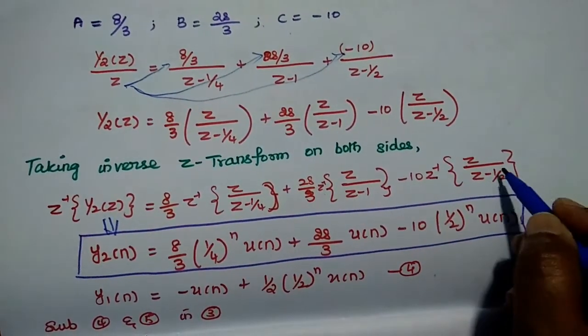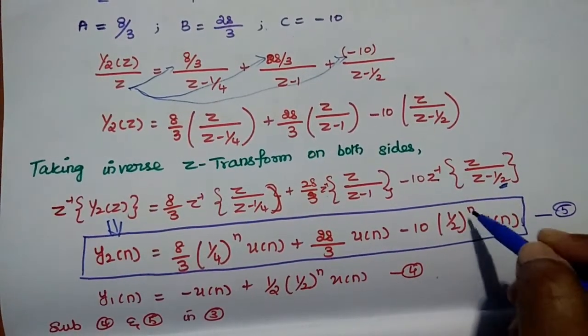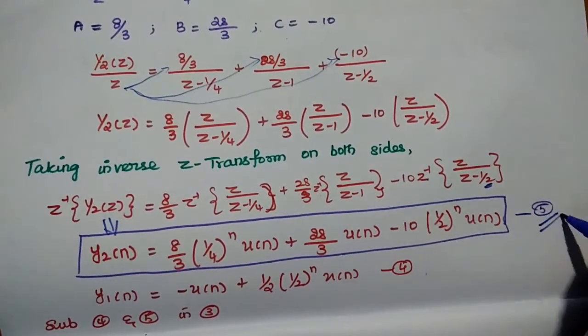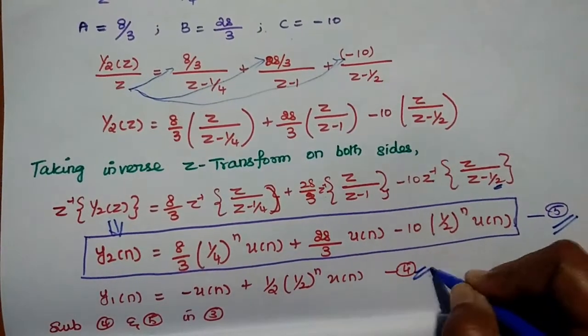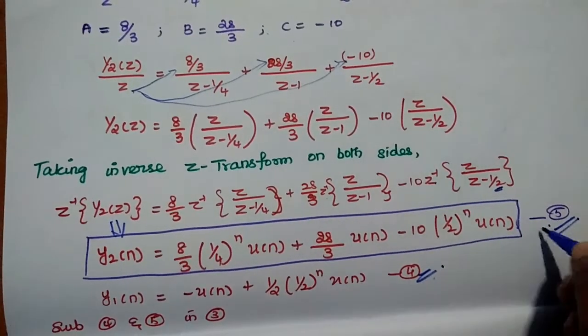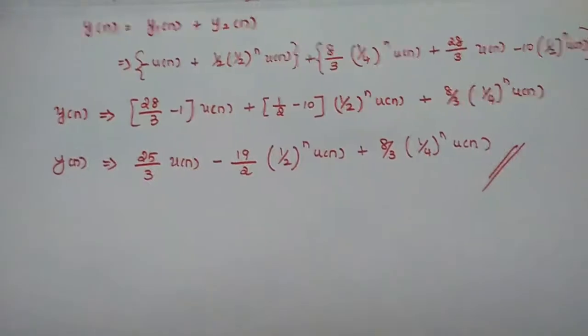Here 1 by 2 is there, right? Z by z minus a, a is nothing but 1 by 2. So 1 by 2 the whole power n u of n. Consider this as the fifth equation. So now, this is the fourth equation we have already derived, right? So we are going to substitute this fourth equation and fifth equation in our third equation.